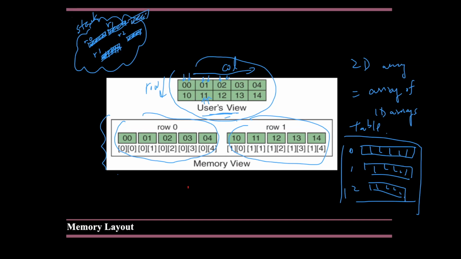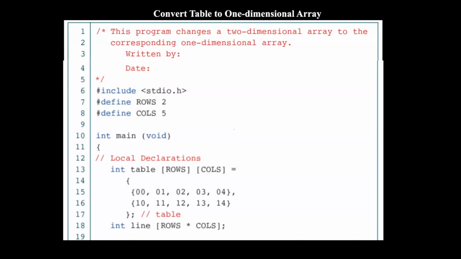But that's not guaranteed. So that is what I'm trying to convey in this memory chart with respect to declaring and initializing a 2D array. This is an example of how we convert a two-dimensional array into a one-dimensional array.